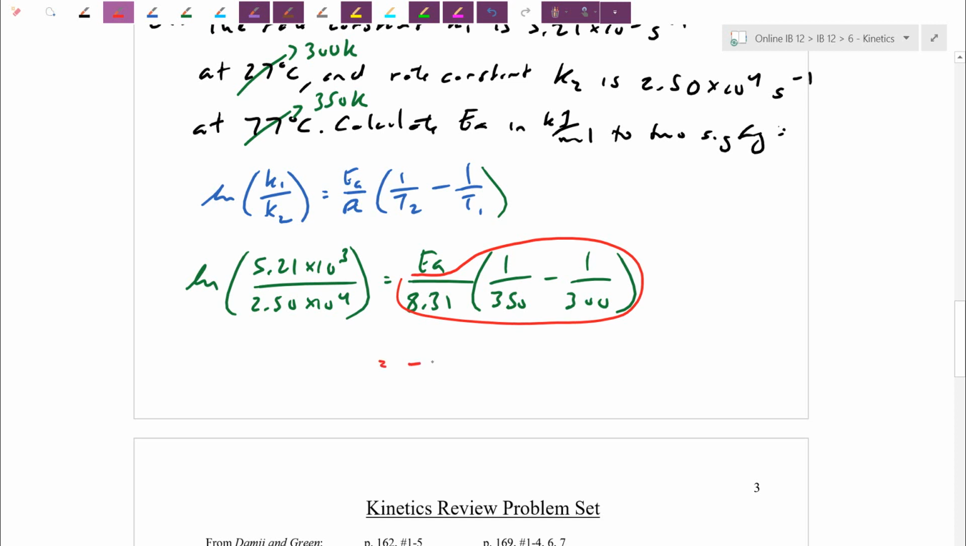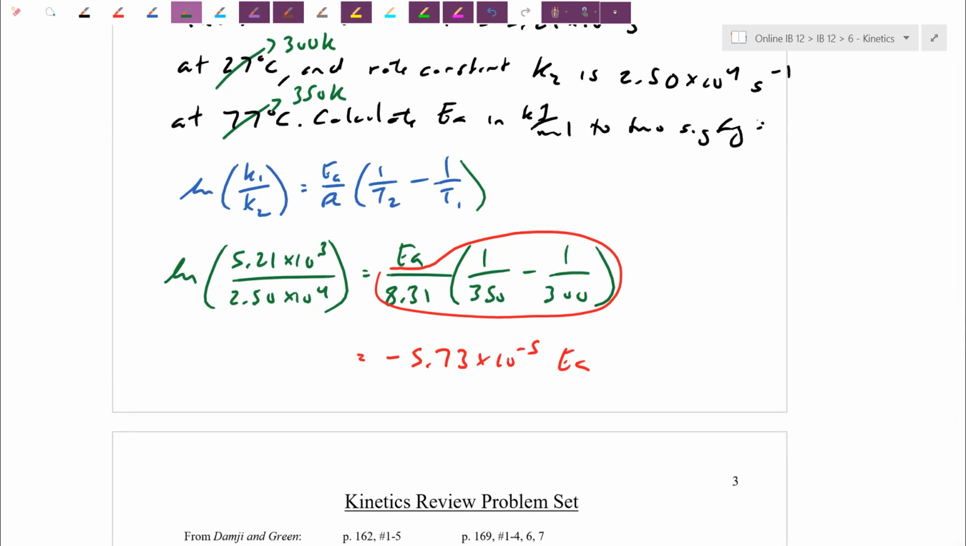So this part ends up as negative 5.73 times 10 to the negative 5. Looks horrible. Right. On the left hand side I'm taking the natural logarithm. Make sure you use your brackets: 5.21 E3 divided by 2.5 E4. This gives me negative 1.568. And then I'm going to divide over this negative 5.73, give or take a little bit of rounding. I'm getting my EA is actually 27.4. Sorry, that went too fast here. 27400.